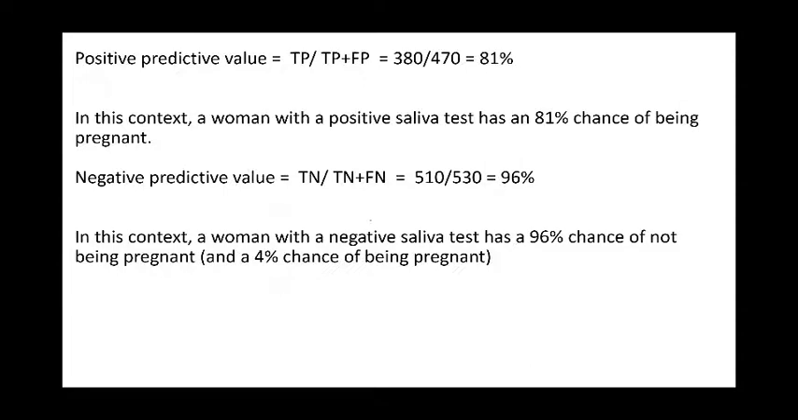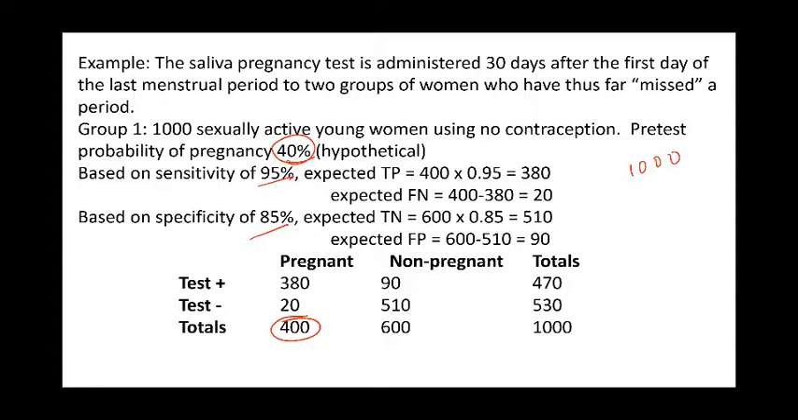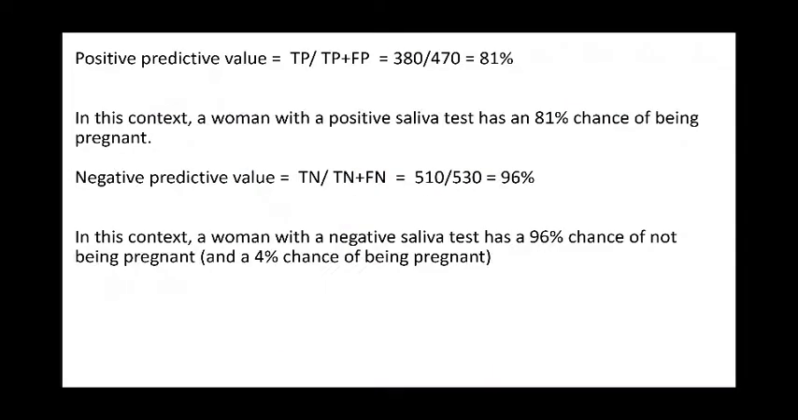Now here we see a positive predictive value, which is 380 by 380 plus 90. So 380 by 470, it is 81%. So in this context, what does positive predictive value mean? If a lady has done this particular pregnancy test and it has turned out to be positive, then she has an 81% chance of being actually pregnant. And negative predictive value is 96%. So a woman with a negative saliva test has a 96% chance of not being pregnant.